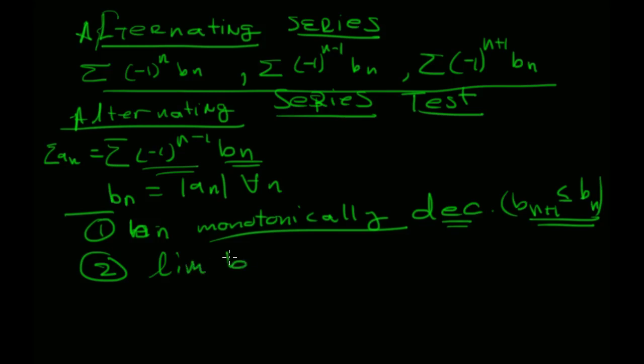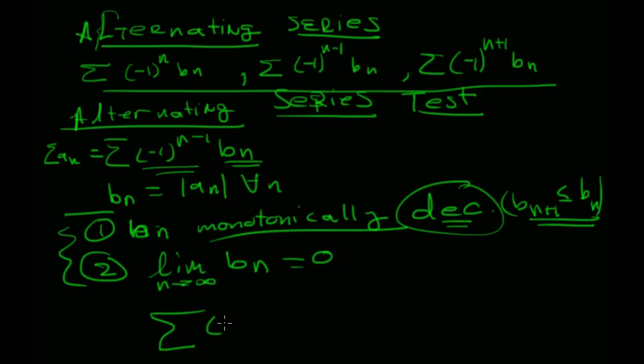Okay, if that's the case, and two, the limit as n goes to infinity of the non-oscillating part, the b n, is 0. If I've got these two things, monotonically decreasing and decreasing to 0, then the series, this original a sub n series, is convergent.